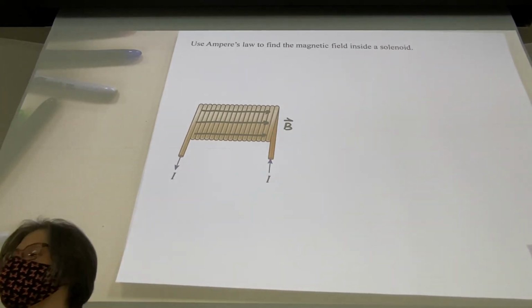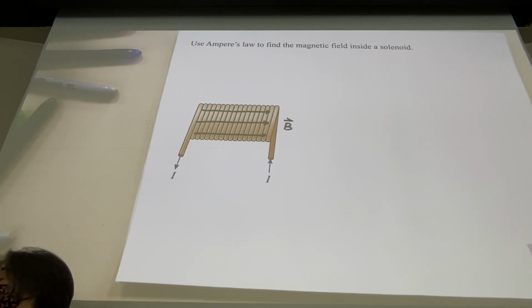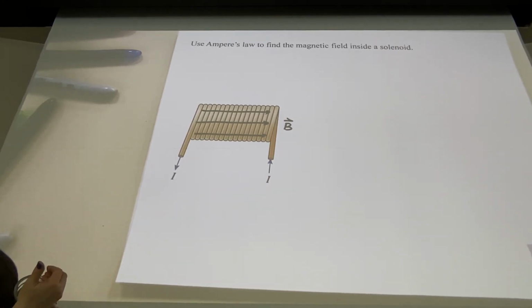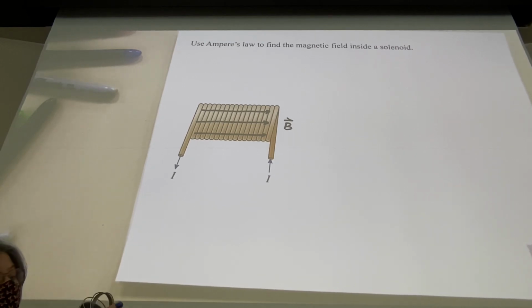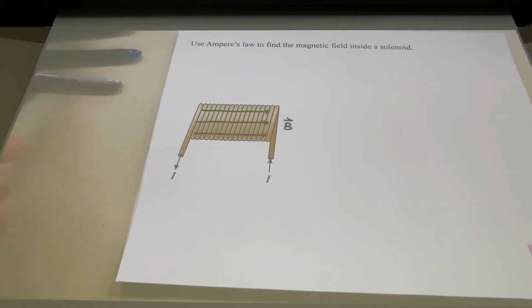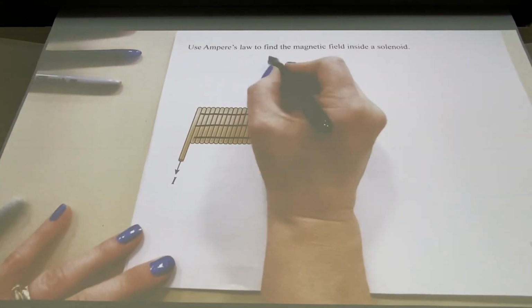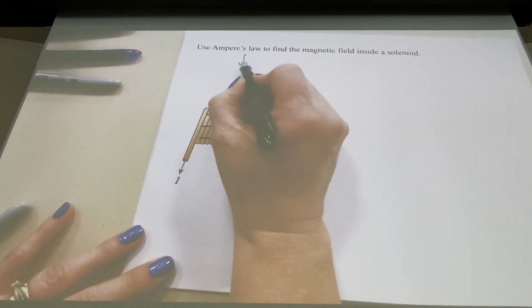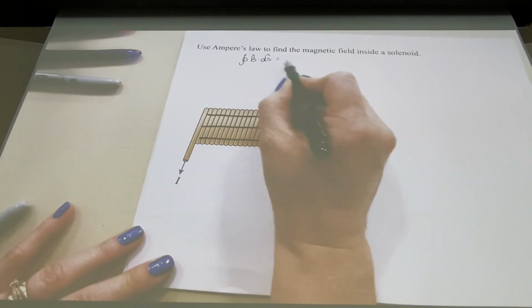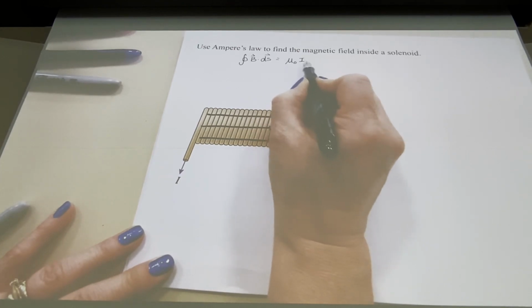You can also kind of flip that right hand rule. If you make a circle with your fingers to represent the current, your thumb shows the magnetic field. It works both ways. So your fingers come up around like this and the magnetic field comes out like that. So we're going to apply Ampere's law. The integral of B dot ds equals mu naught times I inside our path.